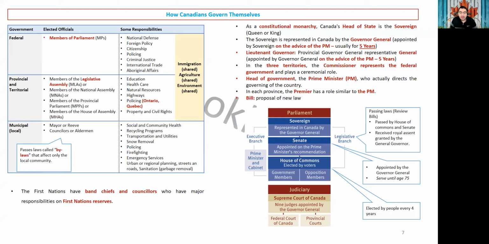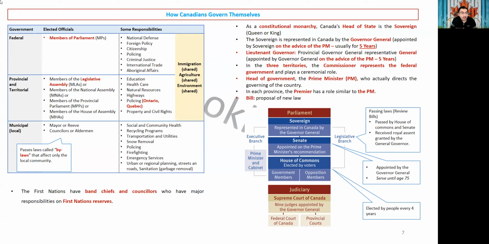And today we discuss how Canadians govern themselves. This part is considered one of the most complex parts in the book because it has a lot of information and it may be tricky and confusing. That's why we try to simplify it as much as we can. First, we start with the different levels of government.